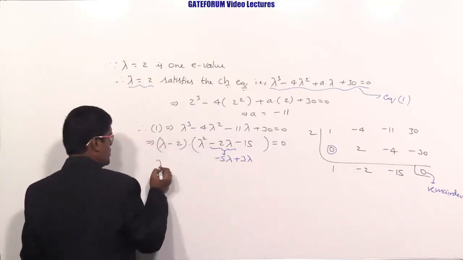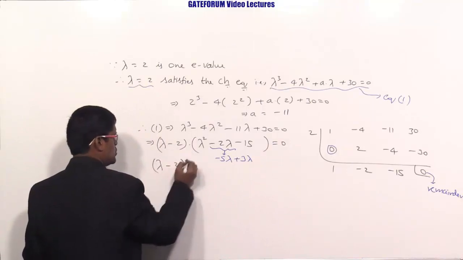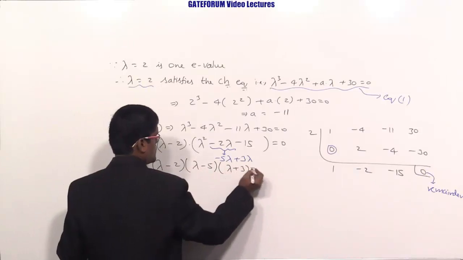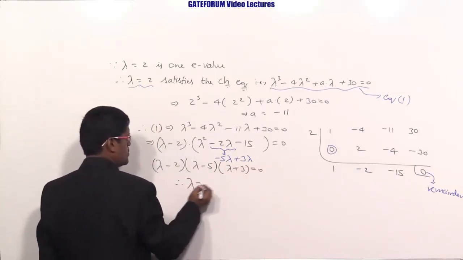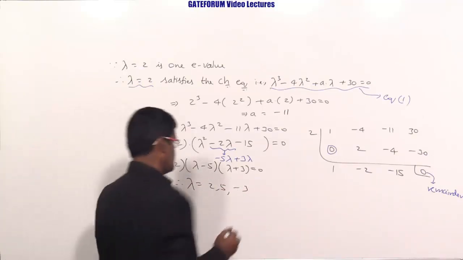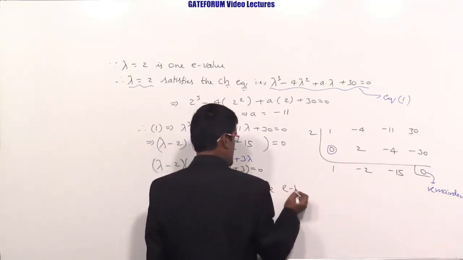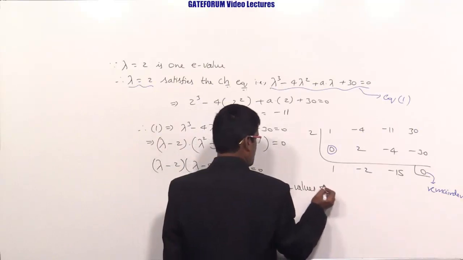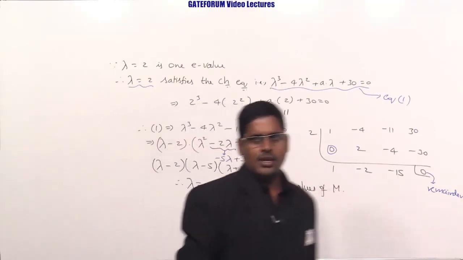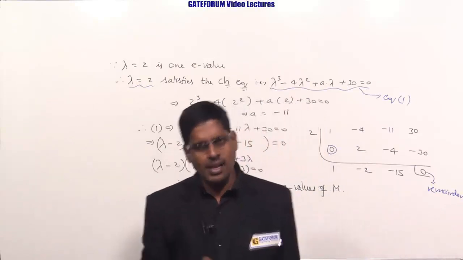So finally you have three distinct factors, lambda minus 2 into lambda minus 5 into lambda plus 3 is equal to 0. So therefore lambda is equal to 2, 5, minus 3. So these are the eigenvalues, E values means eigenvalues of matrix M. Okay, but what they are asking exactly, absolute values and then largest.